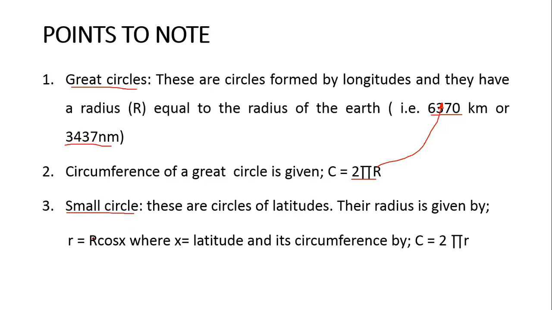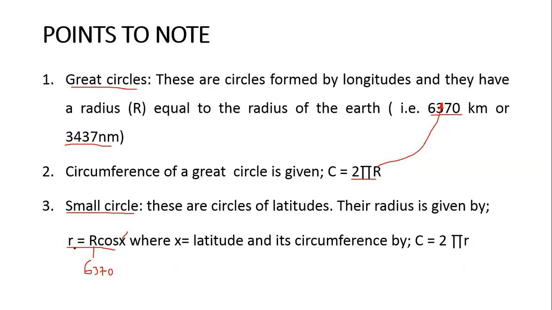Now, this capital letter R we are talking about here is the 6370, provided you're dealing with kilometers, then cos X here is cos latitude. So that same latitude you've been given is the X that we are talking about here. All right. So the circumference for a small circle will be given by 2 pi small r. And we know that small r is given by this one here. So these are the few points that you really have to note as we continue with the calculations of things such as distance along a great circle, and also distance along a small circle, then we are going to calculate the shortest distance, and finally we'll conclude this topic by calculating time and also speed.